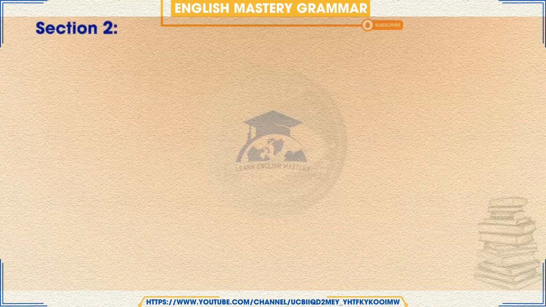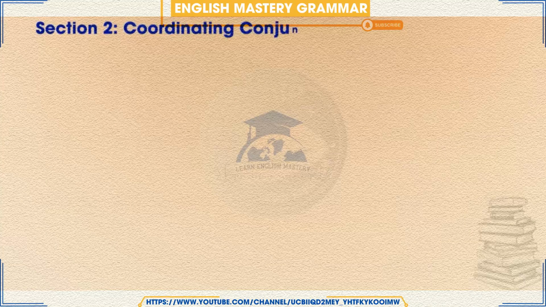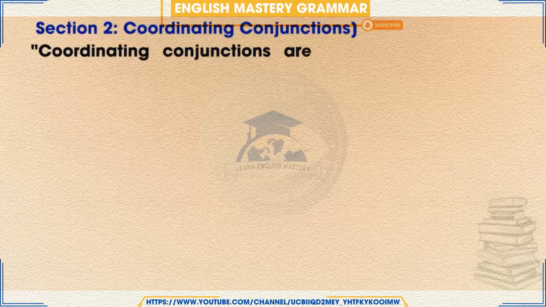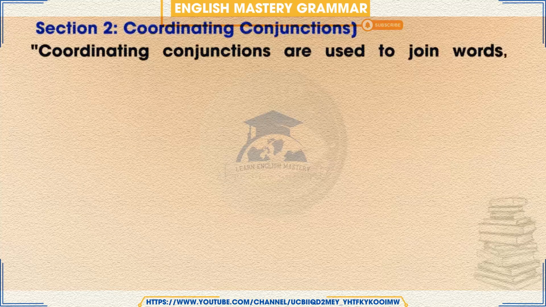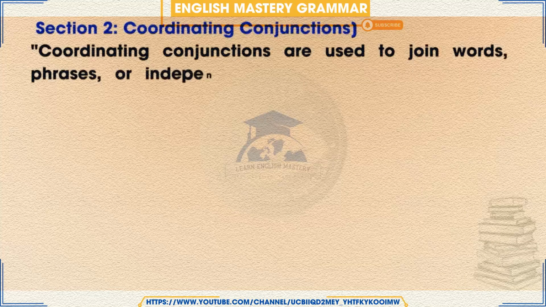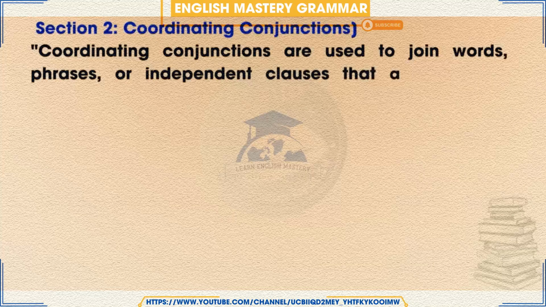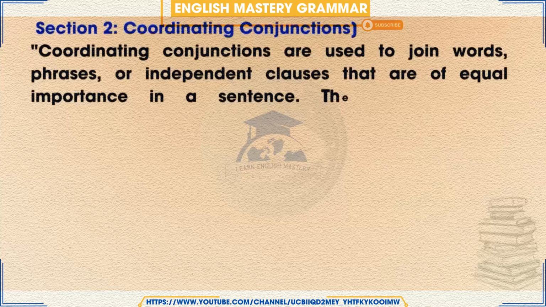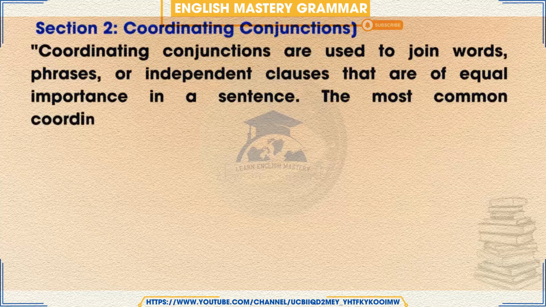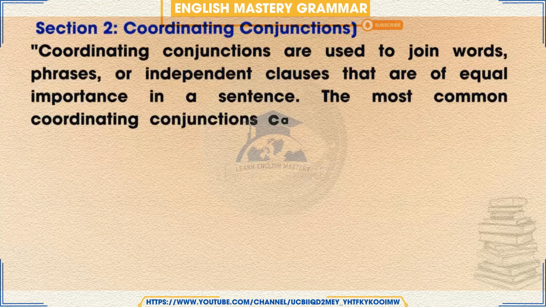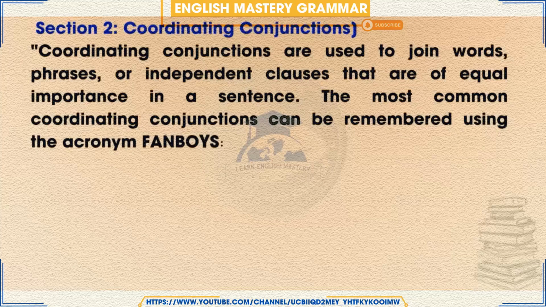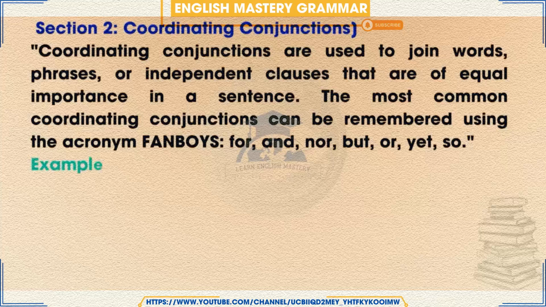Section 2. Coordinating conjunctions. Coordinating conjunctions are used to join words, phrases, or independent clauses that are of equal importance in a sentence. The most common coordinating conjunctions can be remembered using the acronym FANBOYS: for, and, nor, but, or, yet, so.